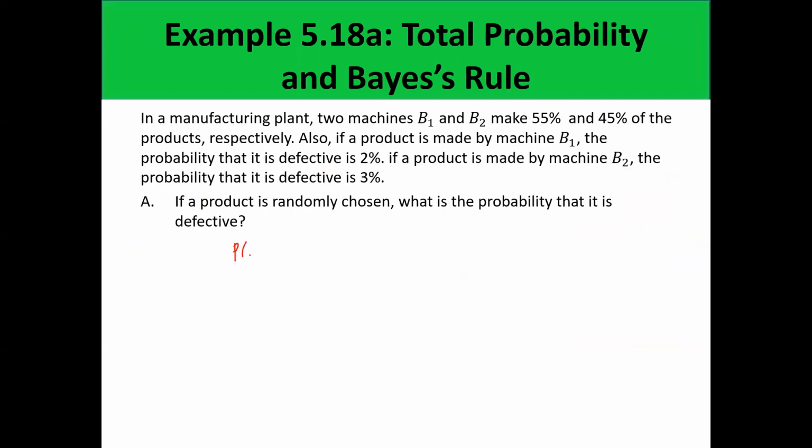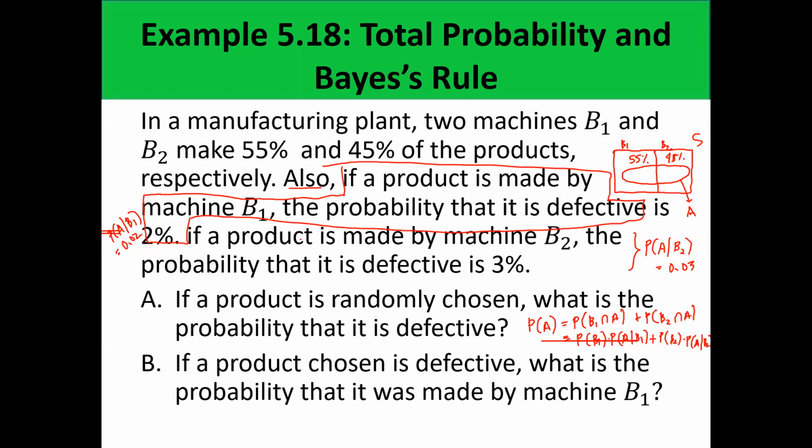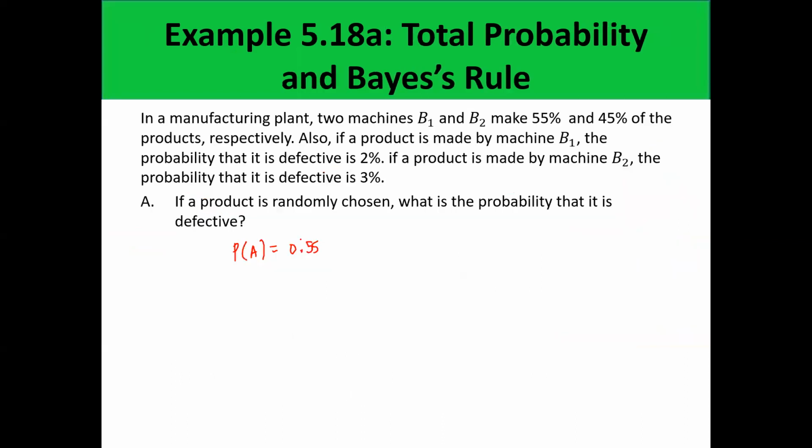So we have P of A as 0.55 multiplied to 0.02 plus 0.45 multiplied to 0.03. So the sum of the products will be the value of P of A. Okay, so I'm going to compute this first, so please give me a few seconds.